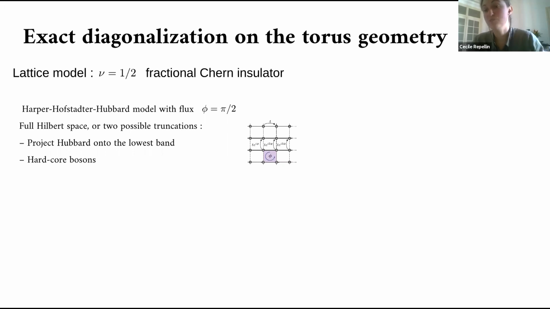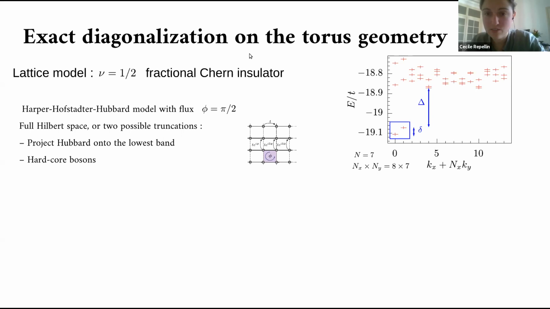Then you can project the interaction onto the lowest bands, which is exactly the same as the lowest Landau level projection that I showed in the previous slide. But you can also work in a different limit, the limit of very large Hubbard U. Then you can say that you have hardcore bosons, taking U to infinity. That also restricts your Hilbert space, so that you have a smaller Hilbert space dimension, and that helps you find the ground state for a few more system sizes.